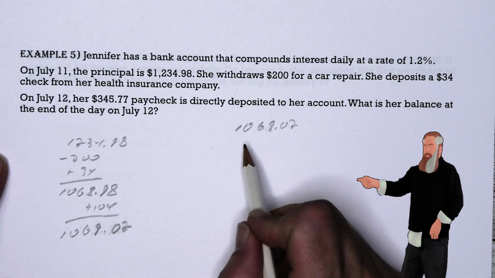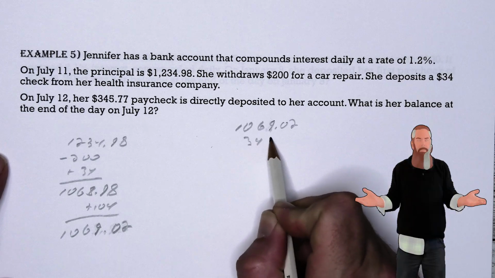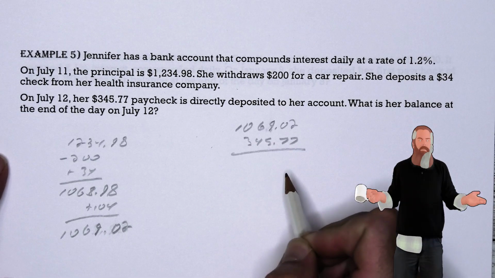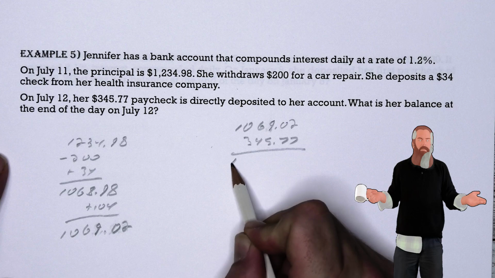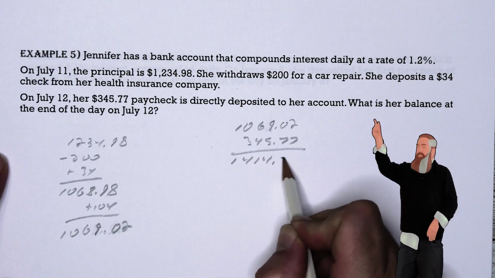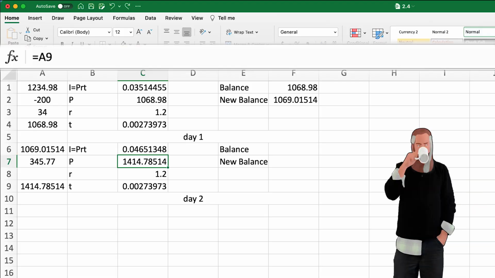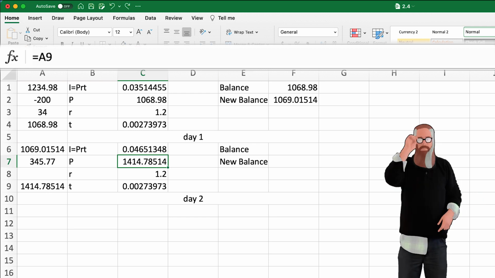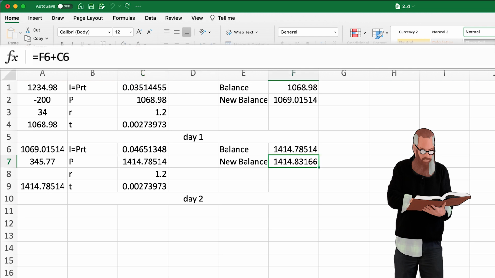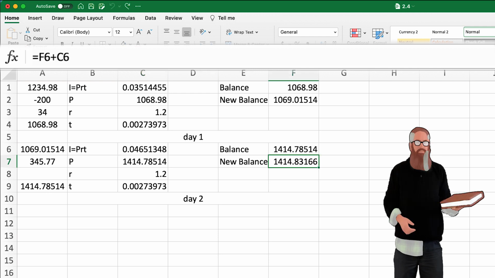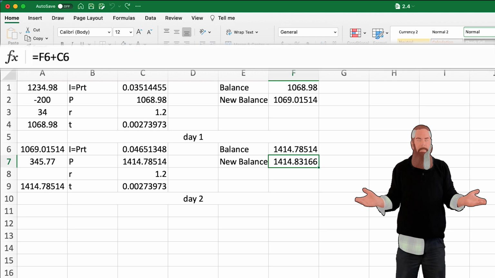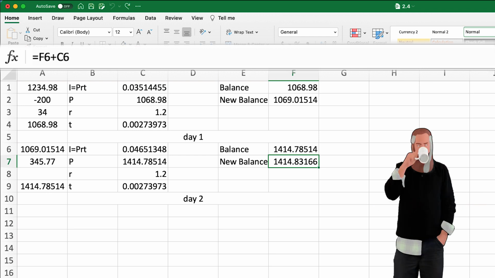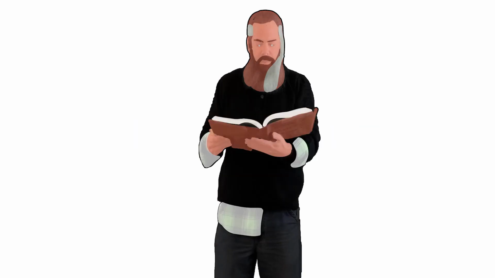$1,069.02. Now, on the 12th, she deposited $345.77. This left her with $1,414.79. Entering that number into the new principal in the C7 cell, we can get our calculations. An interest of 5 cents was earned, and adding that to the prior balance, we get $1,414.84.